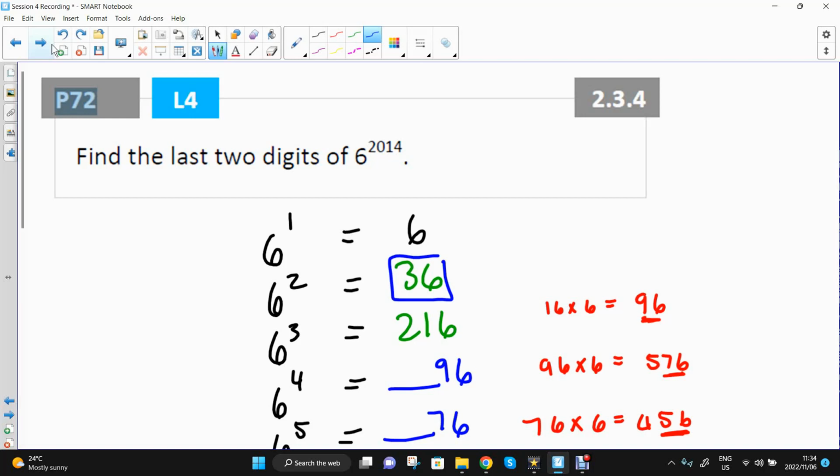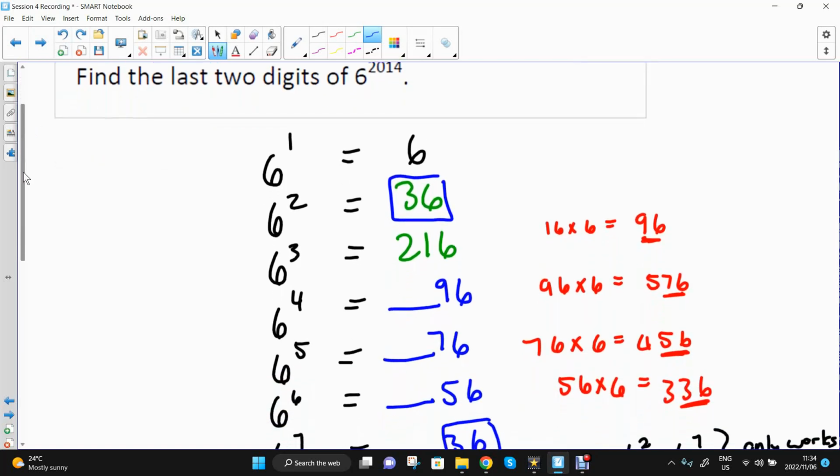Now, in this question, we are only interested in the last 2 digits of the answer. So if we get to 6 to the power 4, you don't have a calculator with you, so you really do not have to go and work out what is 6 to the power 4. You can just work out what will be the last 2 digits. So take the last digit from your previous answer and times that with the last 2 digits of the next. So let me just explain that quickly.